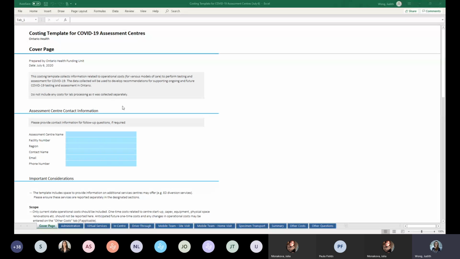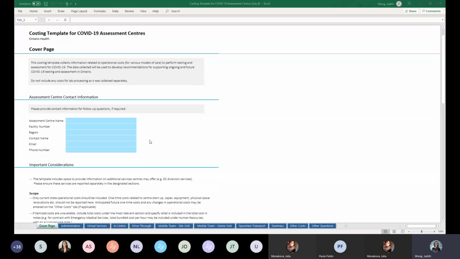Also, I really want to emphasize that this template is focused on the assessment center portion of the work. We have already sent out a template on the lab processing steps and received data back from labs. So any activity related to your lab services, if the assessment center is integrated with the lab, which it may be, don't replicate that information on this template. We've already collected it separately.